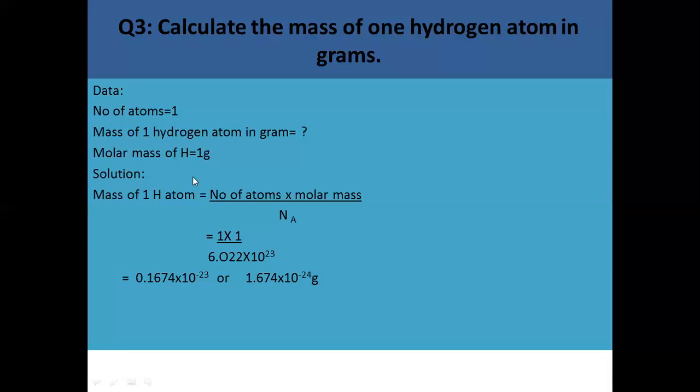So by using the formula of mass in question number 3, and also in question number 6, we can find out the mass of one atom or whatever the number of atoms are.